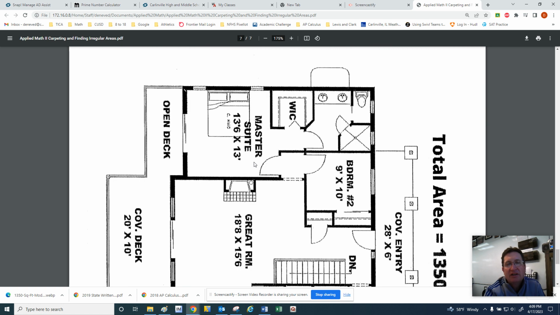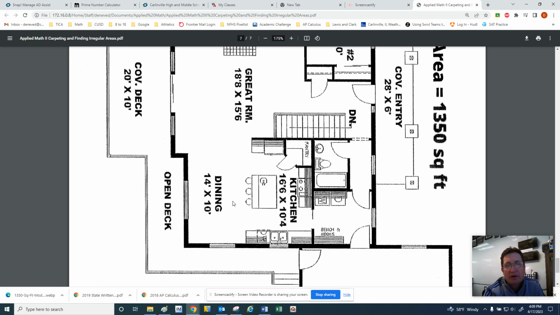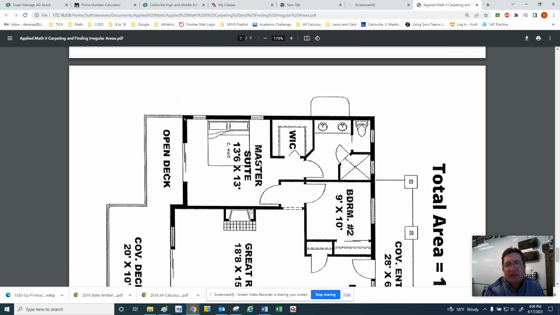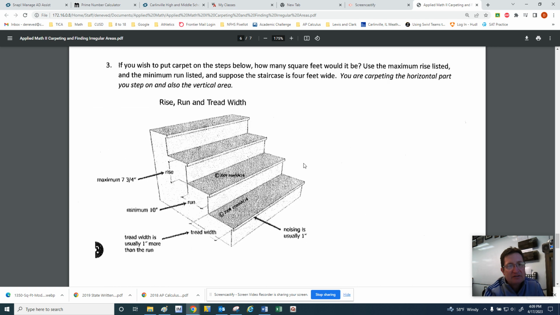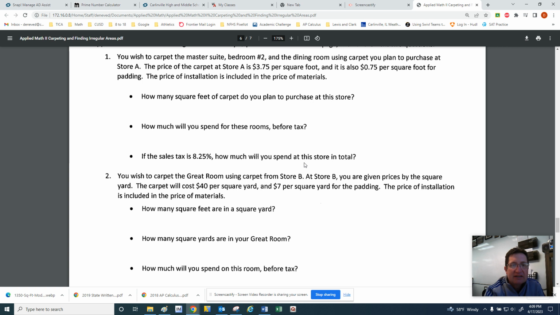I'm going to let you deal with that, other than to say, you just want to add up the areas, right, of the master suite, the bedroom, and the dining room for the first part. And so these marks say these 13 mark 6, that means 13 and a half feet. Okay, so I'm just going to kind of leave it right there for you. And then they're going to ask you some questions about taxes and so on.